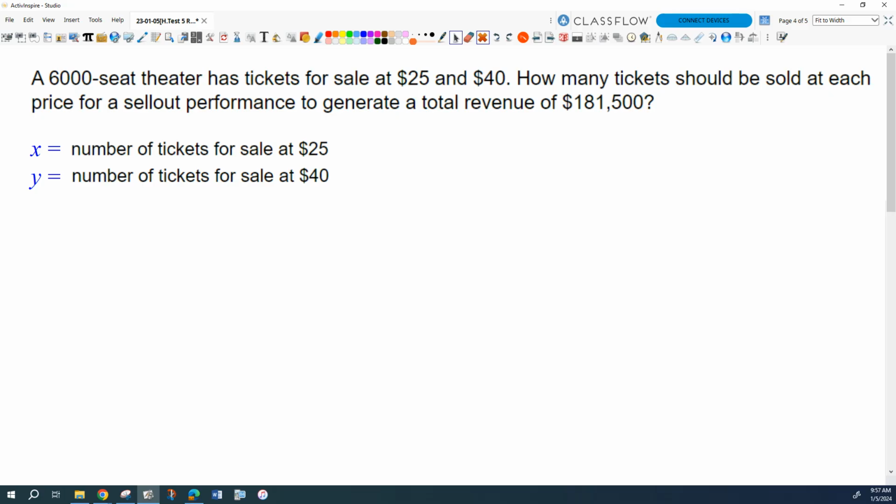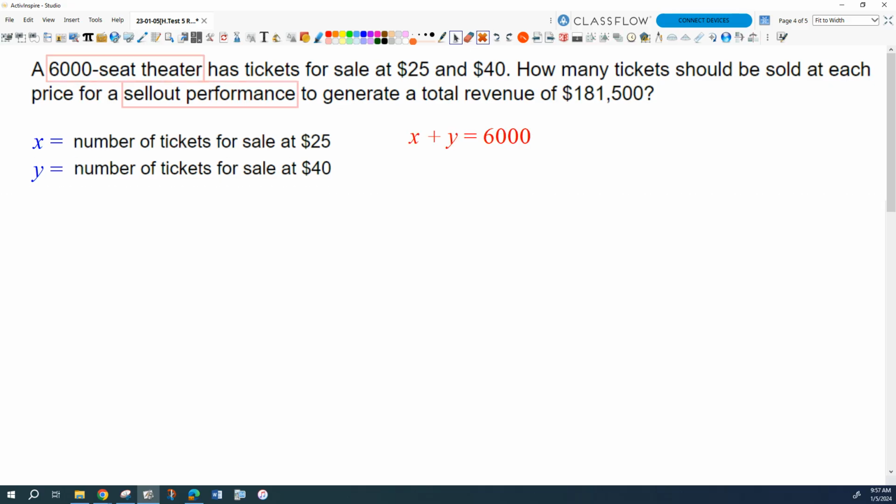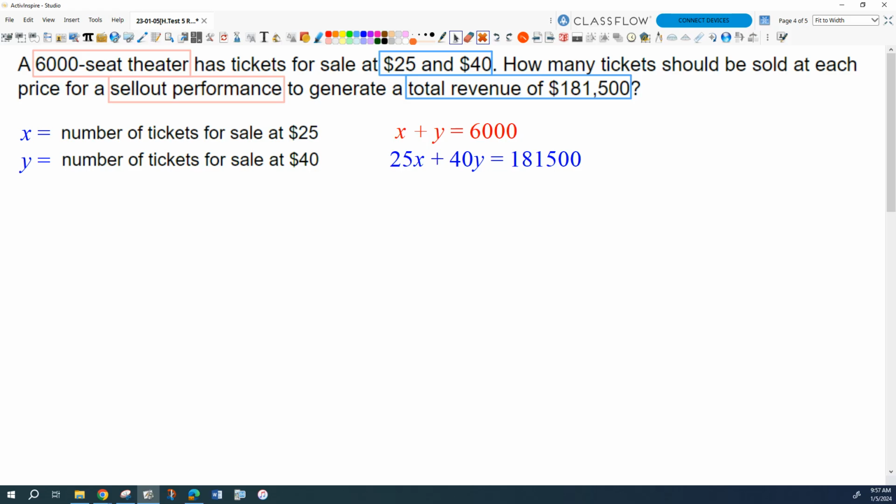It won't always be there, but usually it is in the systems equation, right? So this is the one that's just going to give us x plus y equals 6,000, right? Now, what's the other stuff? 25x plus 40y equals 181,000. There you go, right? The total revenue, and that's going to come from the $25 ticket sales plus the $40 ticket sales is the total ticket sales.